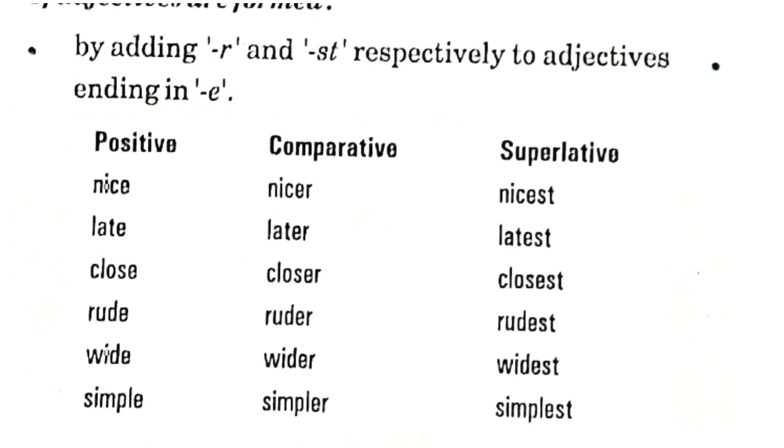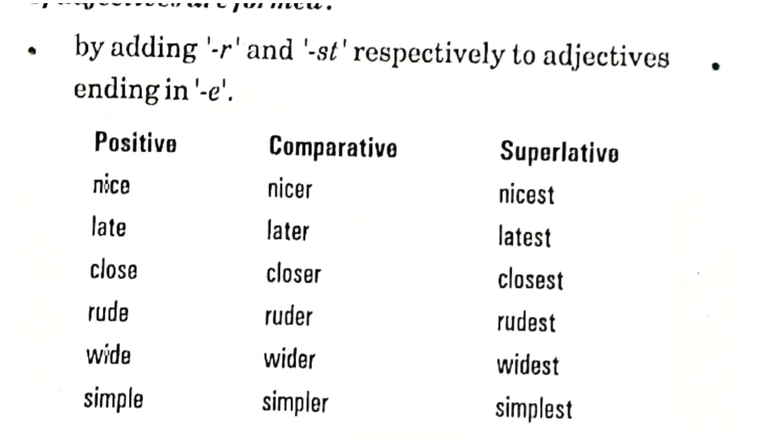Now let's see how these adjectives are formed. If there is any adjective ending in E, then we will make its comparative and superlative degree by adding R and ST. Let's see. When the adjective is nice, the comparative will be nicer and we add R. In superlative, it's nicest by adding ST.